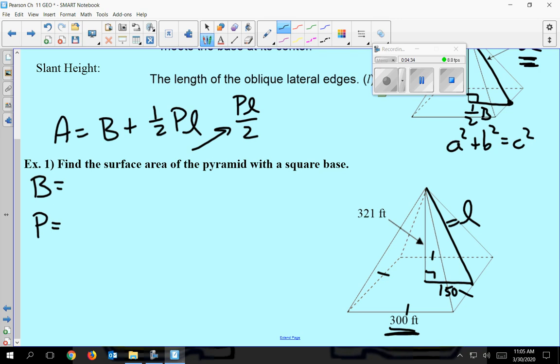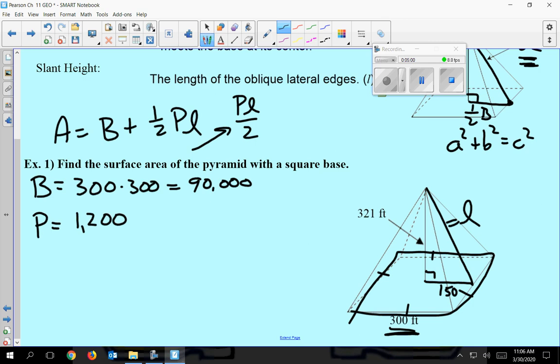But first off, I'm going to get the area of the base. That's going to be 300 times 300, and that's going to get me 90,000. Okay, I need the perimeter of that. So 300 times 4 is going to give me 1,200 for my perimeter. That's just adding up all the sides, but I'm assuming they're all the same, so 300 times 4 is 1,200.